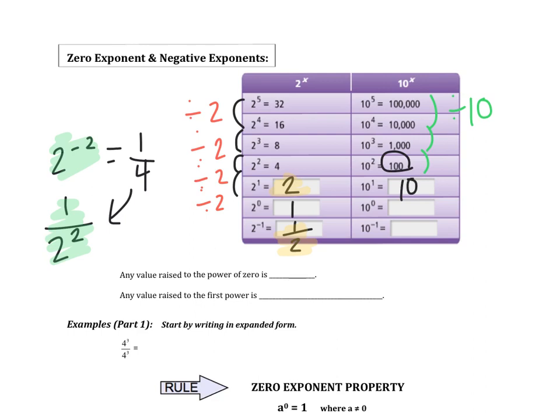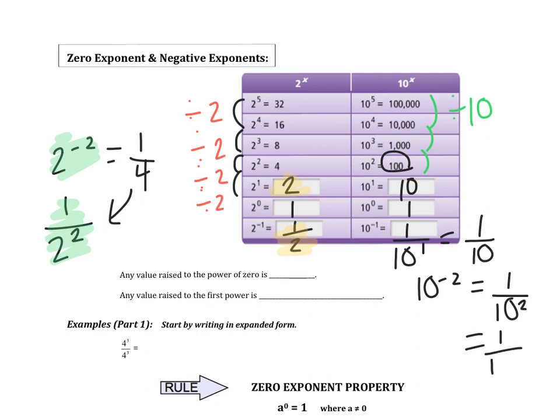What's 10 divided by 10? That's just 1. So 10 to the 0 is 1. And what's 10 to the negative 1? Well, 10 to the 1st is 10. So 10 to the negative 1 would be 1 over 10 to the 1st, which is 1 over 10. What's 10 to the negative 2nd? It's going to be 1 over 10 squared, which is 1 over 100.